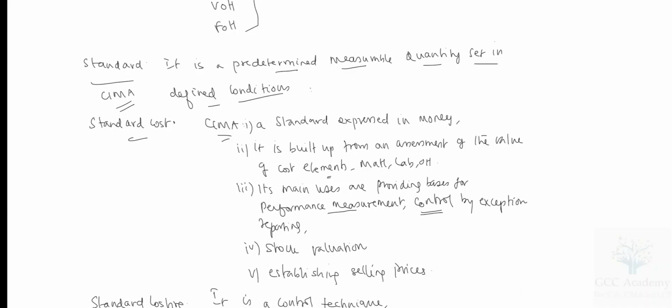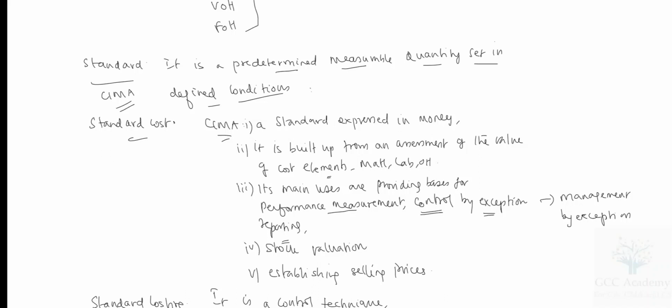Then control. I am sure you know by this time what is control. Control is checking your actuals against your plan and checking whether you have done it according to your plan. If not, you need to identify the reasons for non-performance. And control by exception reporting. So you also can call this management by exception. That is, you only focus on areas which need action. Don't focus on positive areas.